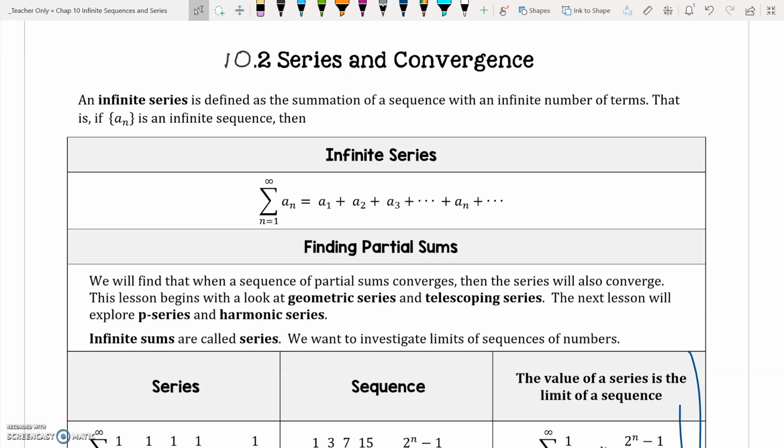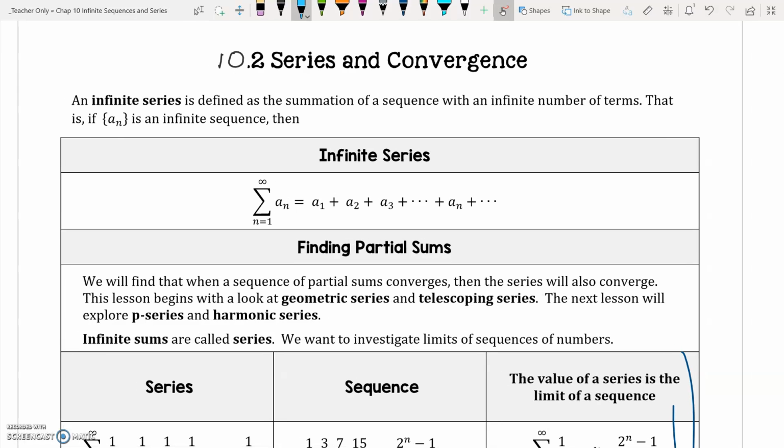So an infinite series is defined as the summation of a sequence with an infinite number of terms. That is, if the sequence a sub n is an infinite sequence, then we can define the infinite series in this way. So it's the summation. The symbol here is the summation symbol, which means you're adding. That's the capital Greek letter sigma. And so we're going to be adding from n equals 1 to infinity all of the terms of our infinite sequence. So that's why we have a sub n here, and then we're showing that we're adding each term, and it's going to continue indefinitely.